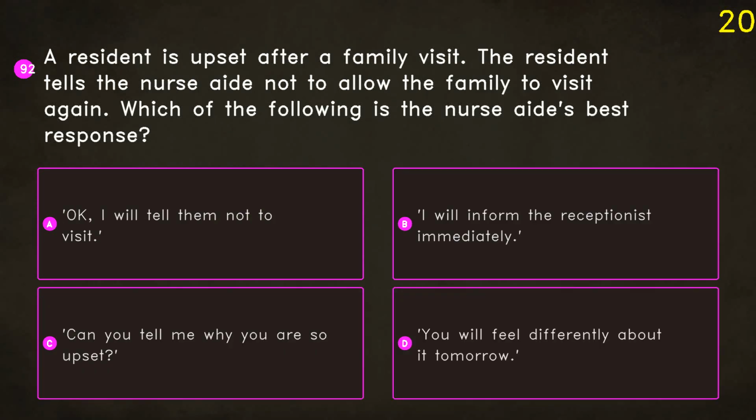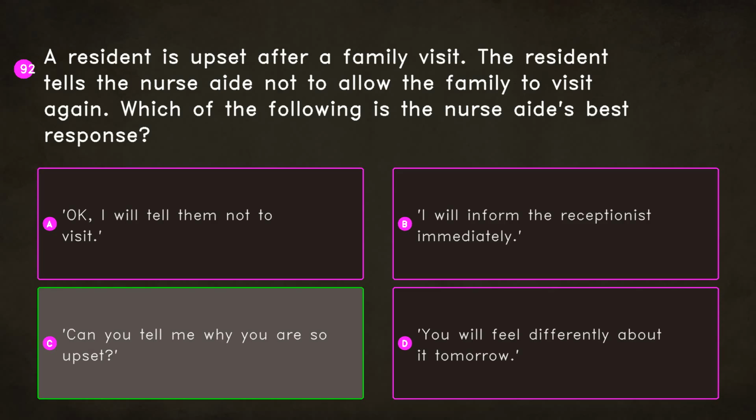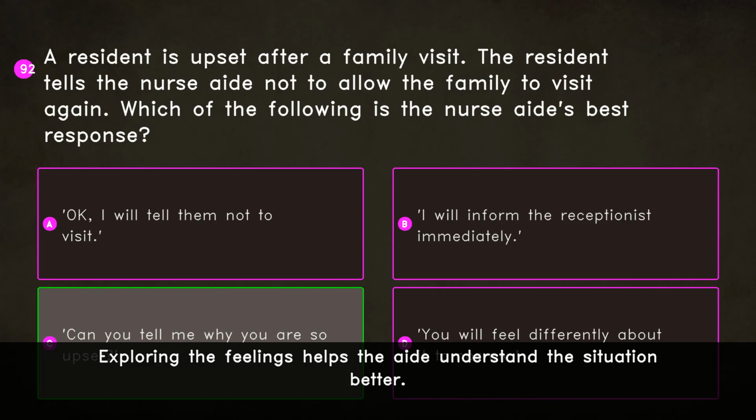Question 92. A resident is upset after a family visit. The resident tells the nurse aide not to allow the family to visit again. Which of the following is the nurse aide's best response? A. Okay, I will tell them not to visit. B. I will inform the receptionist immediately. C. Can you tell me why you are so upset? D. You will feel differently about it tomorrow. The correct answer is can you tell me why you are so upset? Exploring the feelings helps the aide understand the situation better.